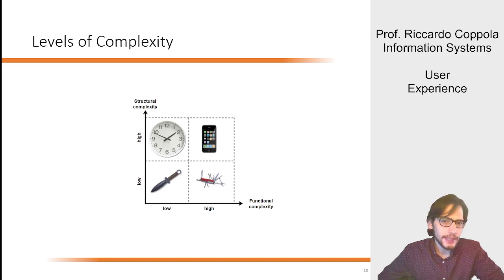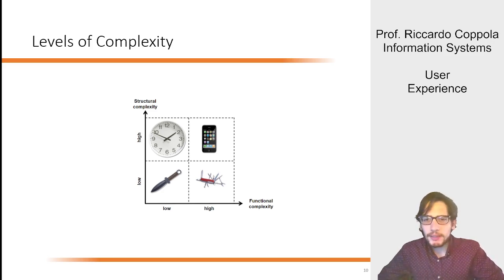So when we design the user experience, when we design the user interfaces, we need to care about how complex are the functions that are covered by the system. We, for instance, may have few functions, few features, and we will have instruments with very low functional complexity, or we can have very complex information systems that have many different functions, and they will have a high functional complexity. There is also another complexity, which is the structural complexity.